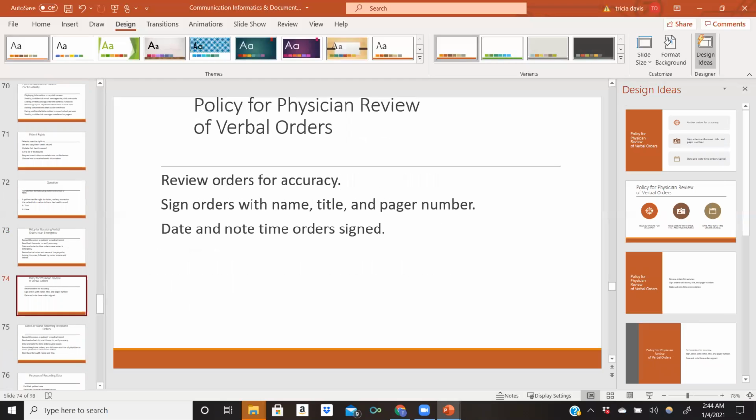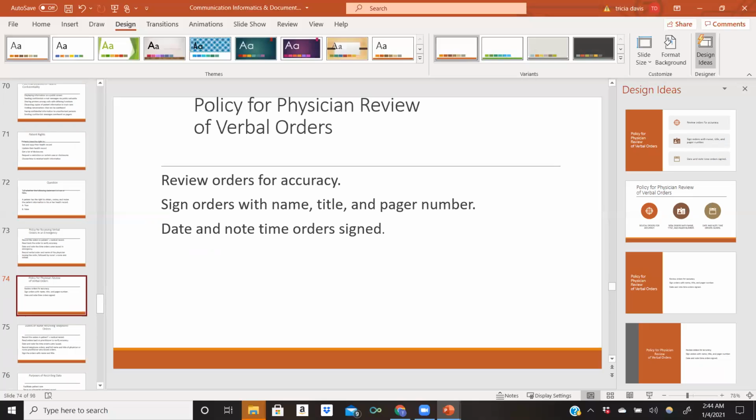You're going to review the orders. Immediately after the conclusion of the emergency, the physician or the nurse practitioner, whoever issued the verbal order, must come back and review the orders to ascertain whether or not they are correct. They have to sign that order with their name, their title, their phone number, and then they have to date and note the time that he or she signs the order. Then the registered nurse must see that the orders are transcribed according to the procedure.